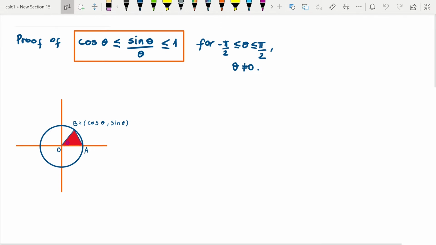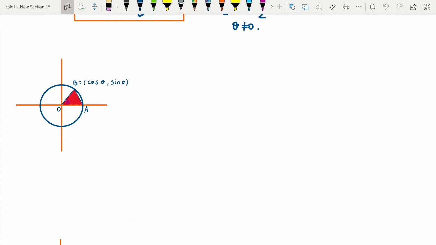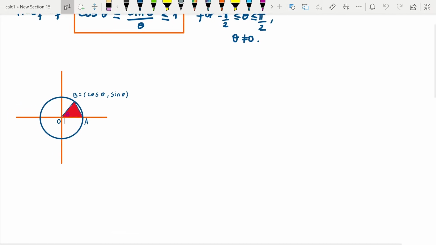And so, what's the idea of the proof? The idea is that we'll compare the areas of three triangles, one smaller than the next, and when we simplify things, we'll obtain the inequalities we want. So first, let's look at this particular triangle here inside the unit circle. This is a circle of radius 1, center at the origin.